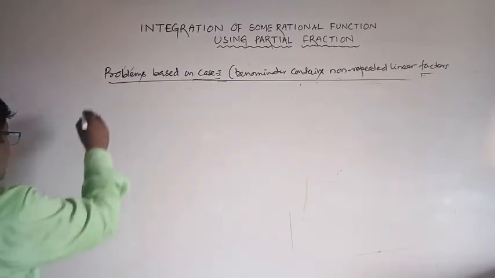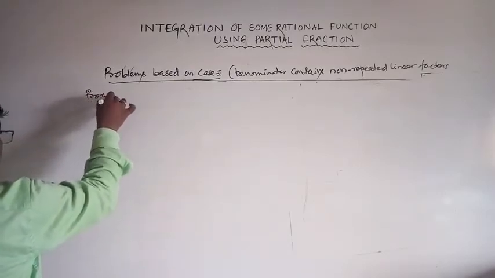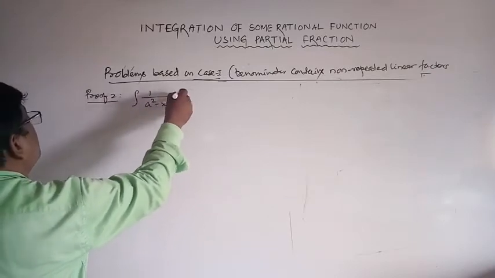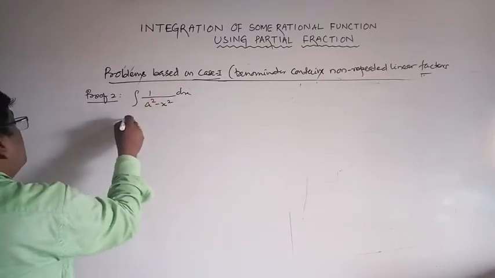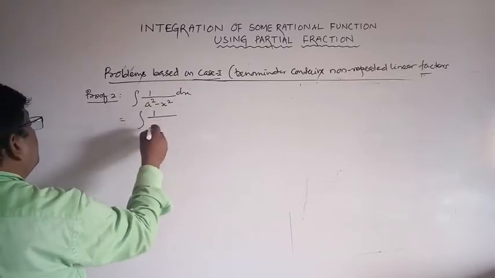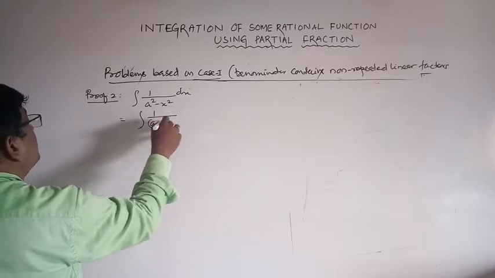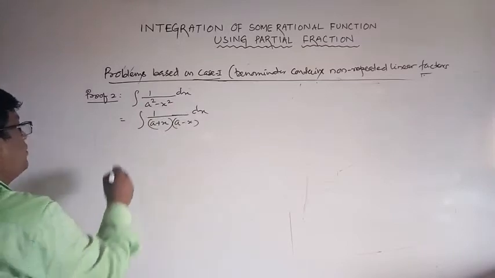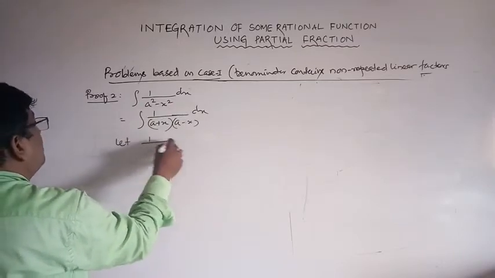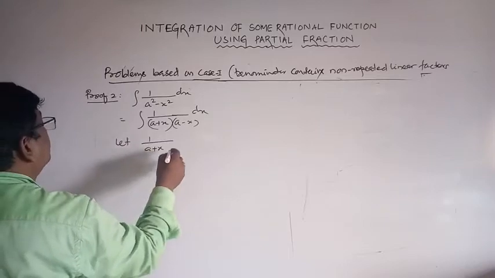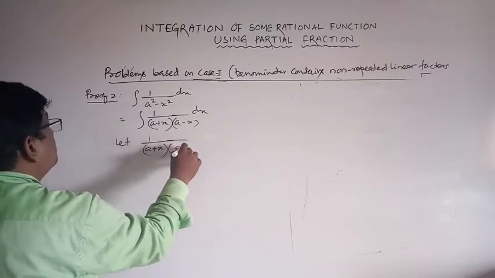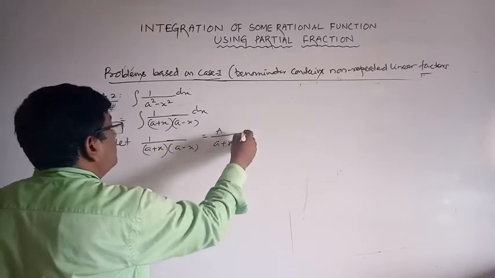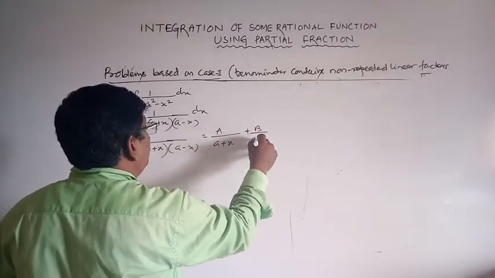Similarly, proof of formula number 2. Integration of 1 by a square minus x square dx is equal to integration of 1 by a plus x into a minus x dx. This is also proper. So let 1 by a plus x into a minus x is equal to A by a plus x plus B by a minus x.